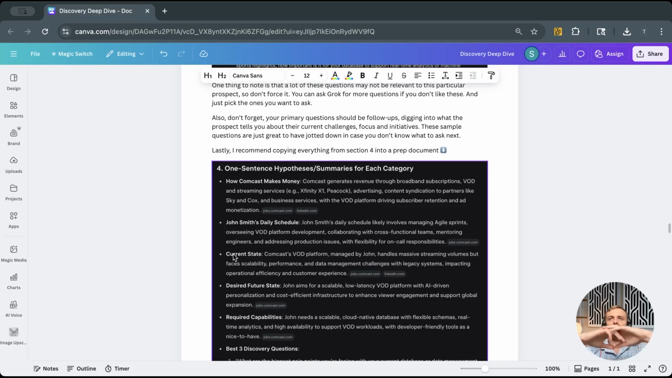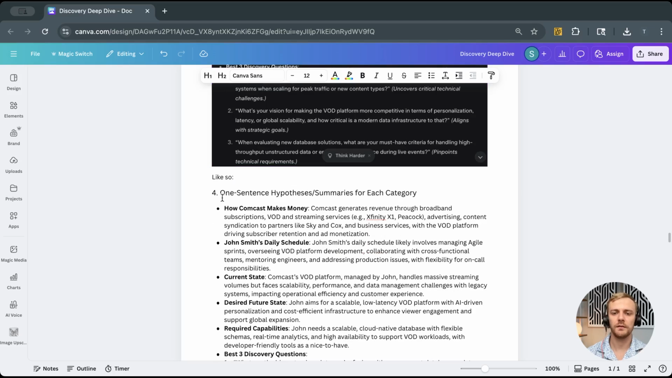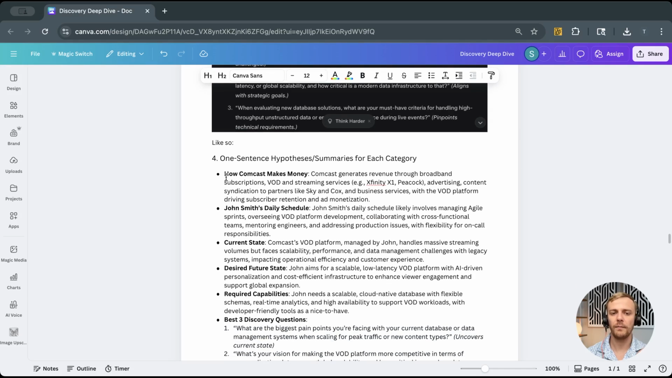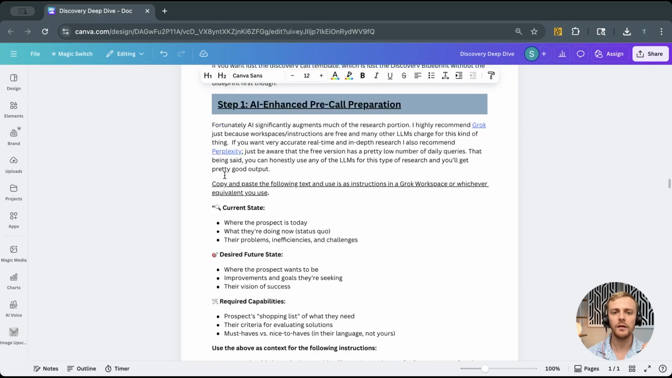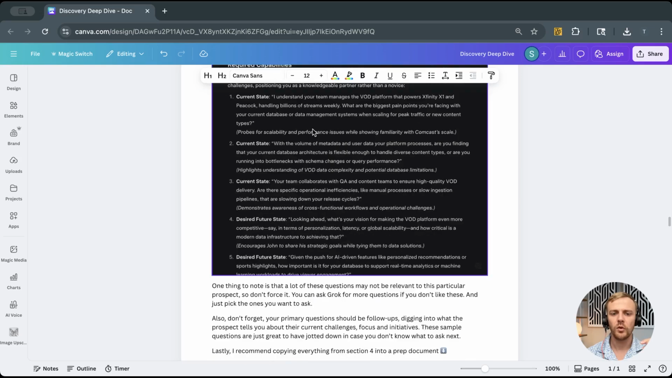So all that information is good to read through and gives you a good perspective, but it's too much for having your pre-call prep notes. So I like having section 4 just to copy and paste. So, on that template, I said you can download the discovery call template. You can just copy paste.